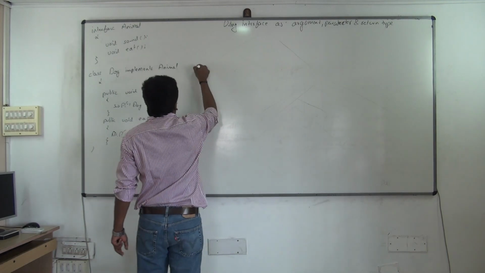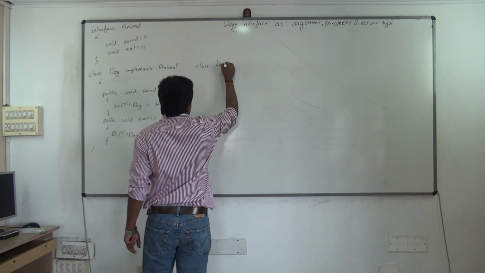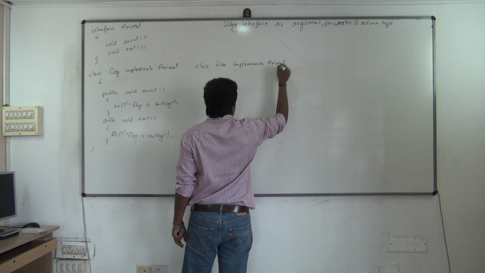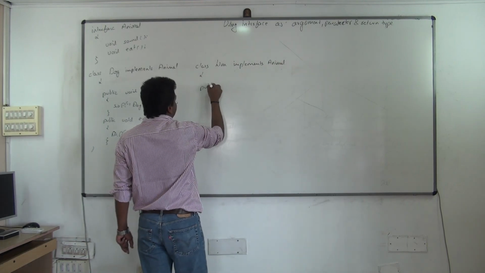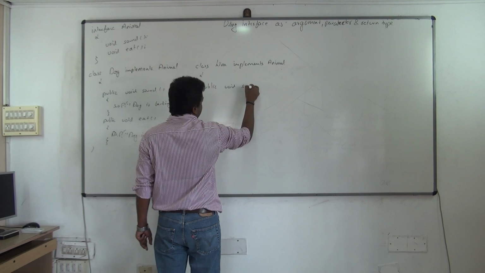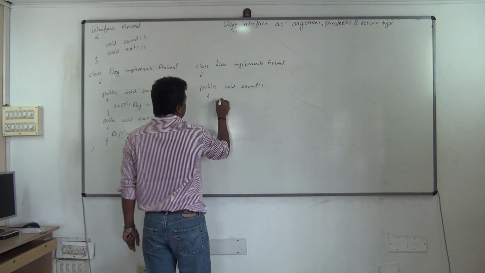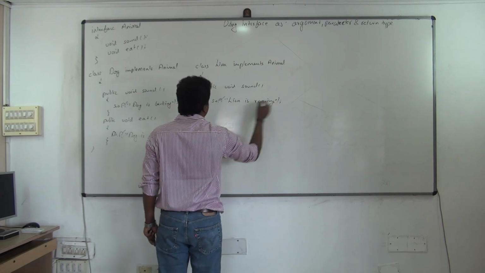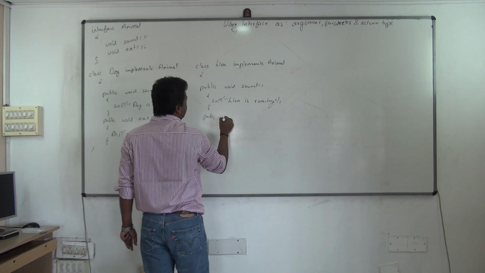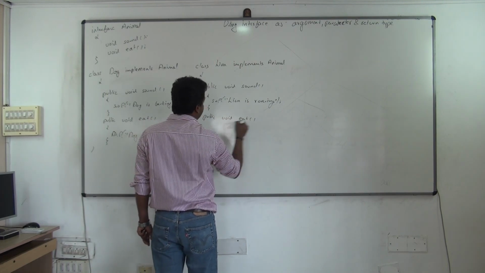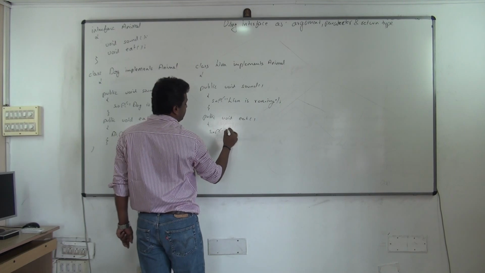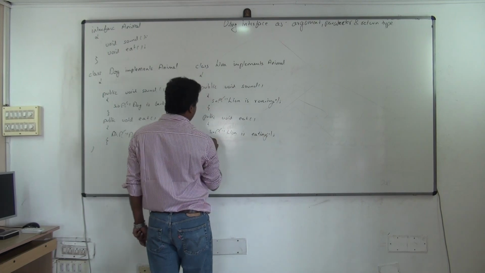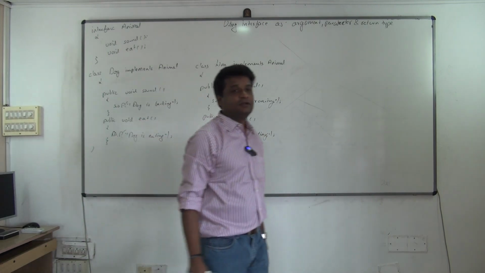Okay. Similarly, you can have another class. Class Lion implements what? Animal. So it goes on. Public void sound. SOP, Lion is roaring. Public void eat. SOP, Lion is eating. Anything you can write. See, interfaces always state what they do, but not how it is done. You know all this.